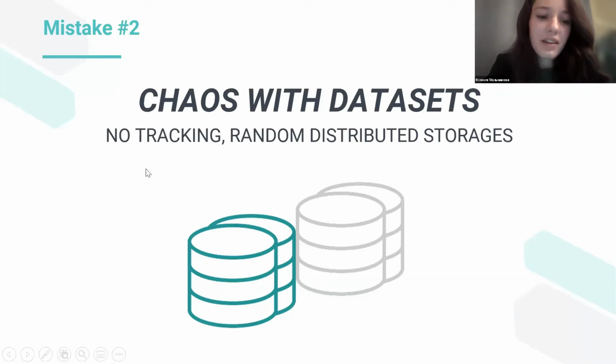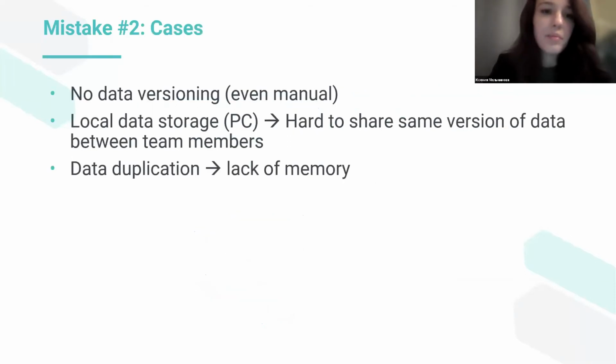Many people do not track data set versions at all, and they are distributed in random storages. Like one data set can be on one team member's PC and another one on another team member's. This is just not right, because, for example, which mistakes can be in your team? You have a lot of data and you are working with the data versions, and you don't track which samples you included in the next step or which samples you deleted.